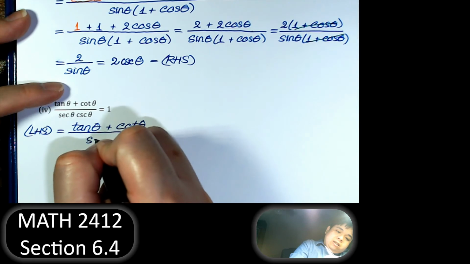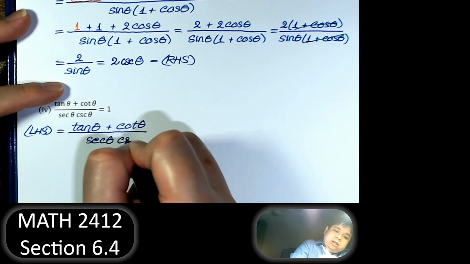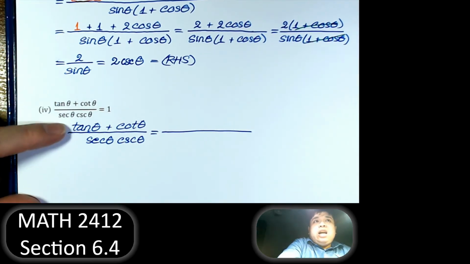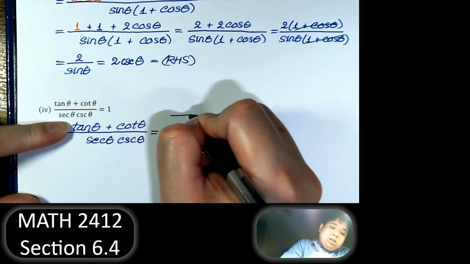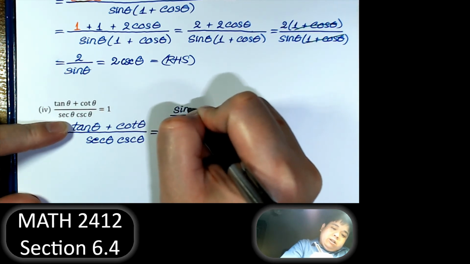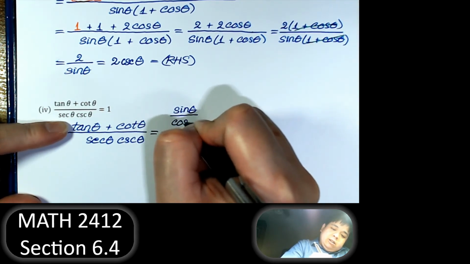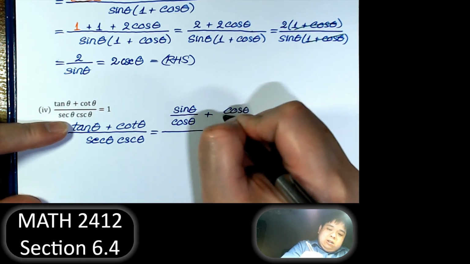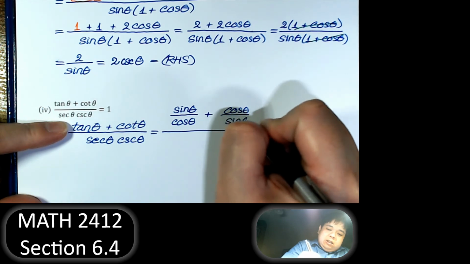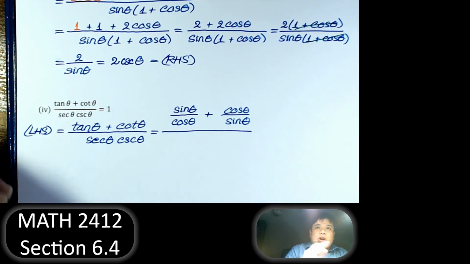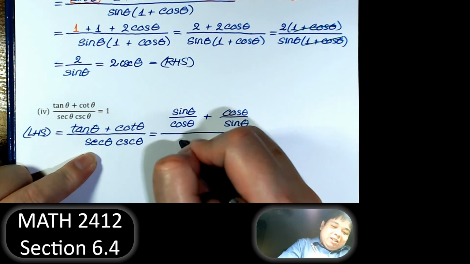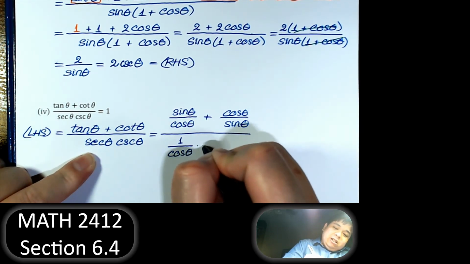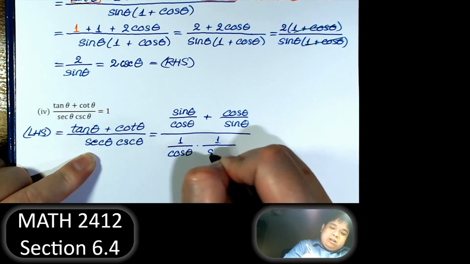Secant, cosecant. Now, tangent, you can rewrite that as the ratio sine over cosine, and cotangent is cosine over sine. Yeah, I try to write everything in terms of sine and cosine. Secant is 1 over cosine, sorry, and cosecant is 1 over sine.